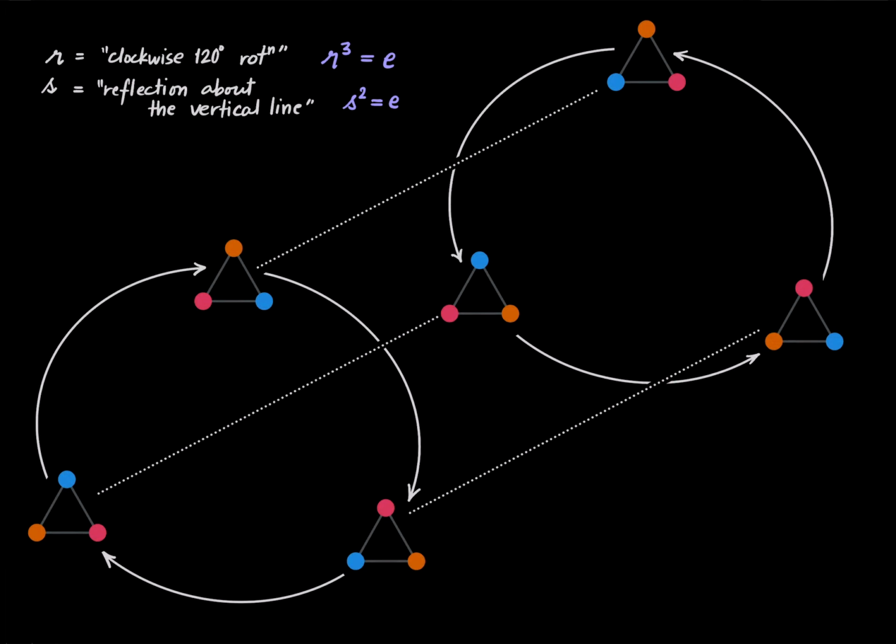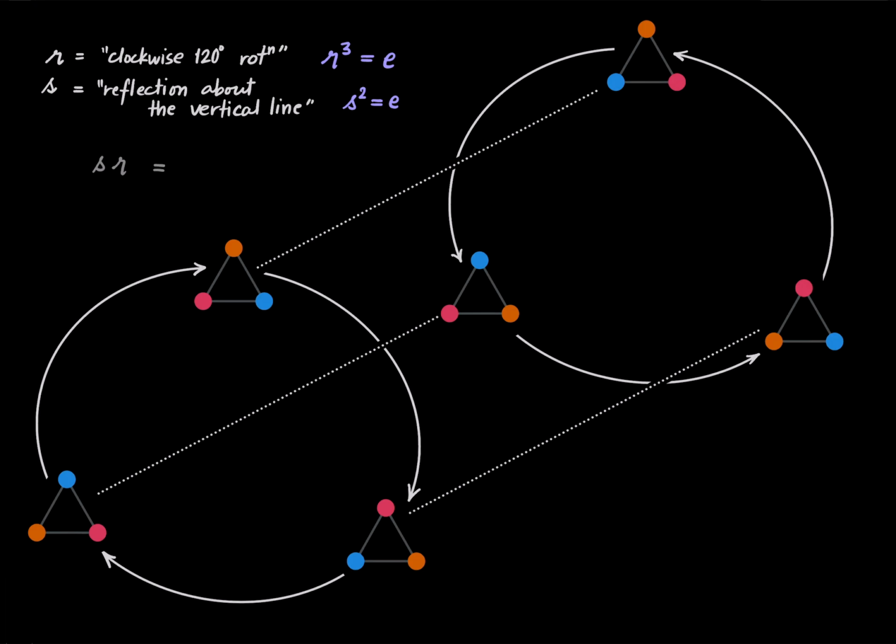For example, suppose you first apply rotation by 120 degrees clockwise, and then you reflect about the vertical line. Or you first reflect about the vertical line, and then go anti-clockwise 120 degrees. You end up at the same configuration. I'm just referring to this as rotation, but this is rotation by 120 degrees clockwise, etc.